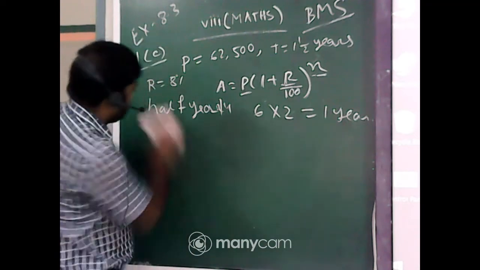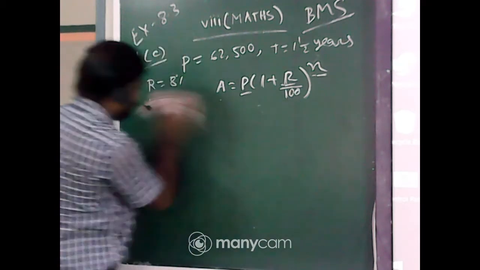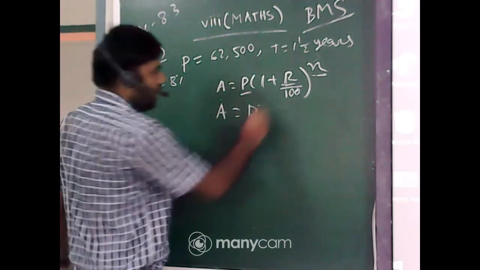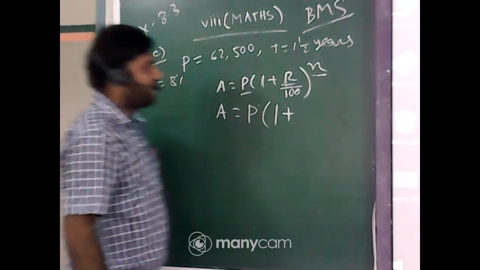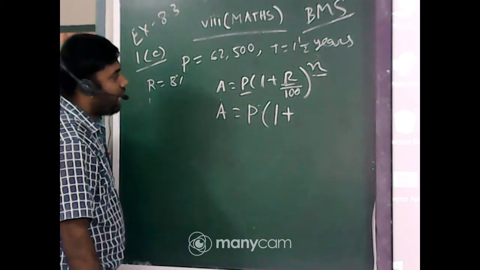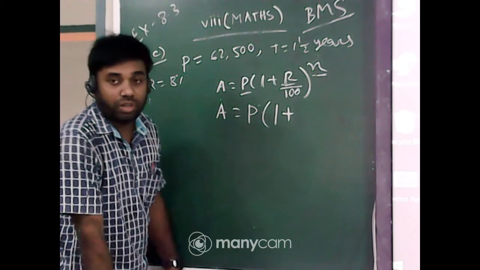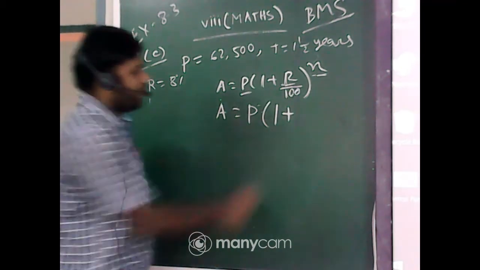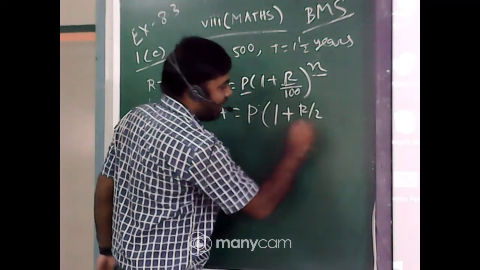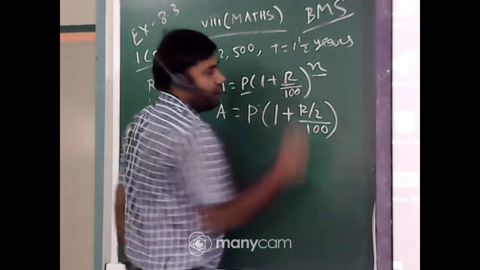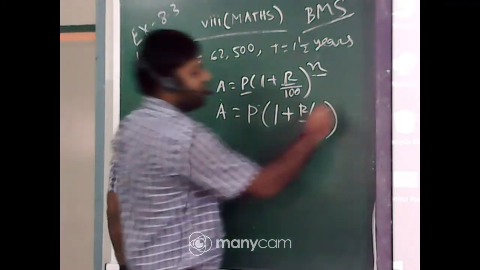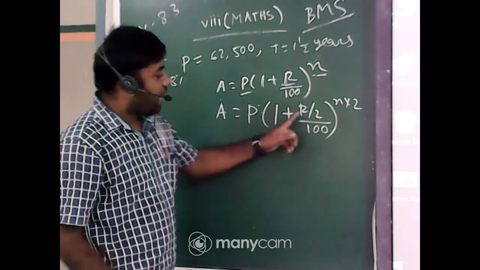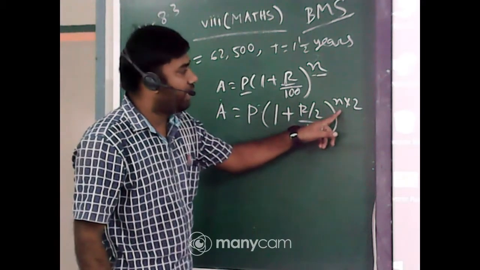So we change the formula. A equal to P will remain the same, 1 plus R, that R will be divided by 2. Why is it divided by 2? Because it is given half yearly calculation, not per annum. That is R by 2, and also the time n will change, that is n into 2. As it is half yearly, R will be divided by 2 and time will be multiplied by 2.